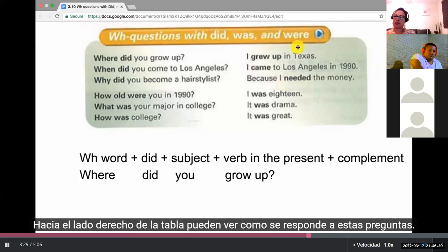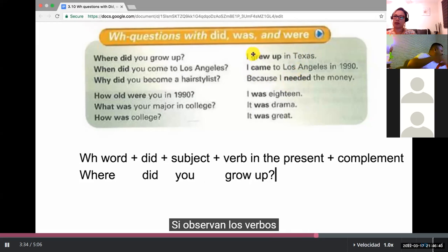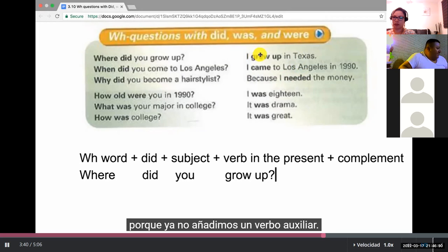Towards the right-hand side of this chart, you can see how these questions are answered. If you notice, the verbs change to the past tense now because we're no longer adding an auxiliary verb.